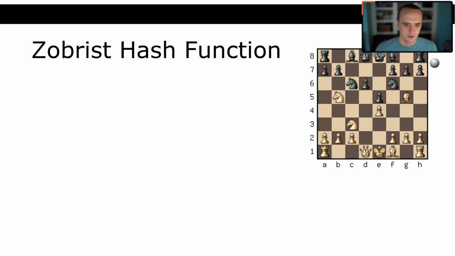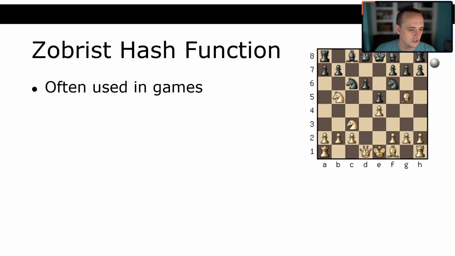So I just wanted to talk about one possible hash function that's very popular especially among board games where you have pieces at locations. It's called a Zobrist hash function, and Zobrist was the person who came up with this function. It's often used in games. It ensures to some level a degree of uniformity.